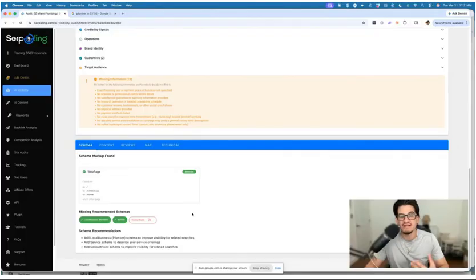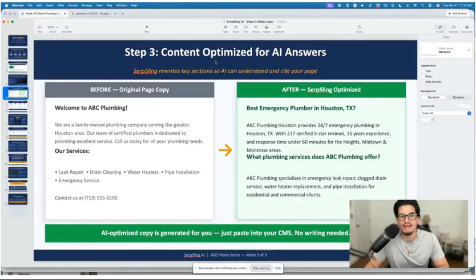And then inside of the plugin, we also have additional schema that you can generate and publish to continue to secure even more AEO rankings. And then step 3 is to generate content that's optimized for AI answers.